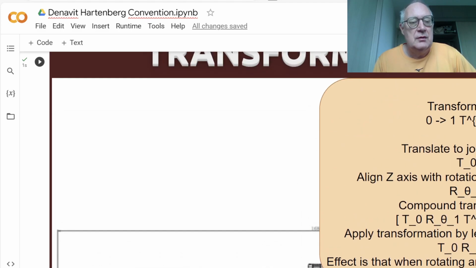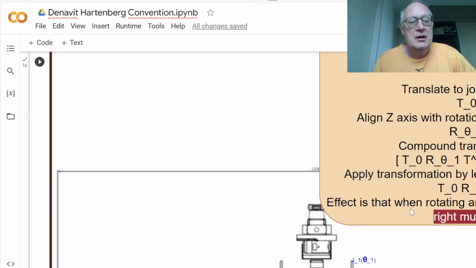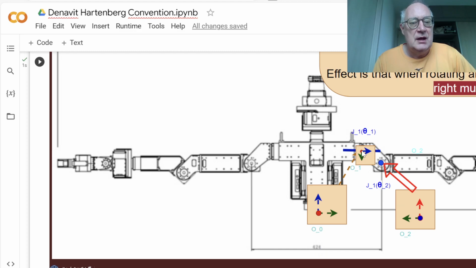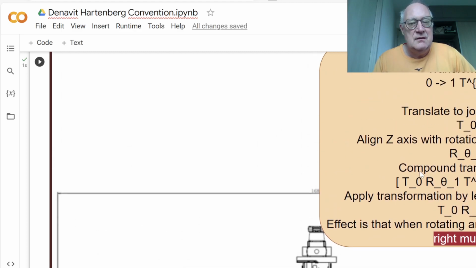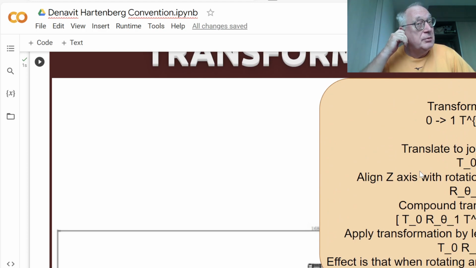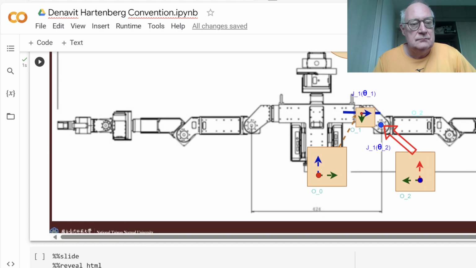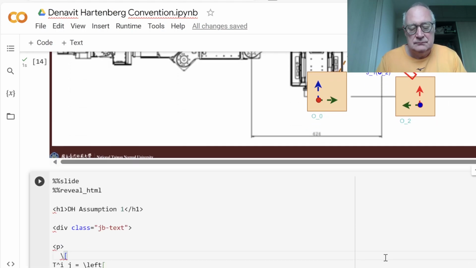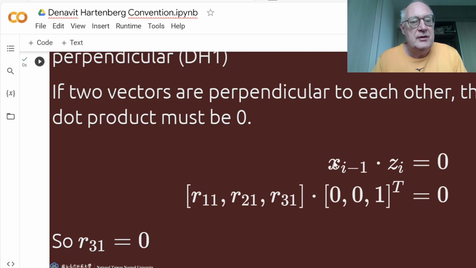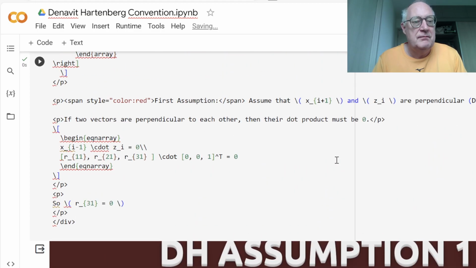In order to model the kinematics, remember that we need to right multiply our transformation matrices, because when we do the rotation, we actually rotate around this point and around this point, not around the origin. And if we left multiply rotating around this point, then it's the same thing as right multiplying the matrices. So that's the first Denavit-Hartenberg assumption.